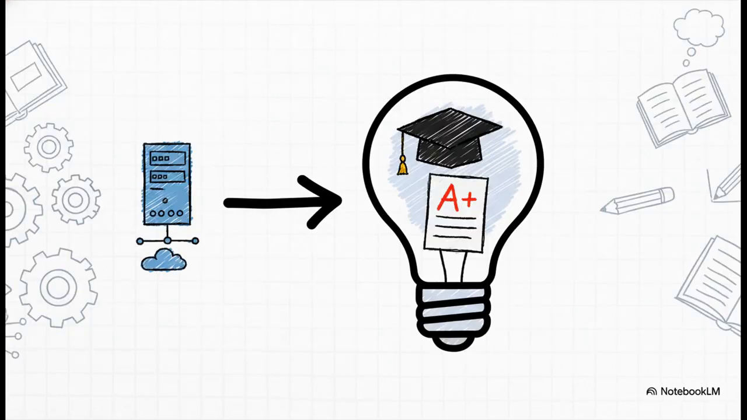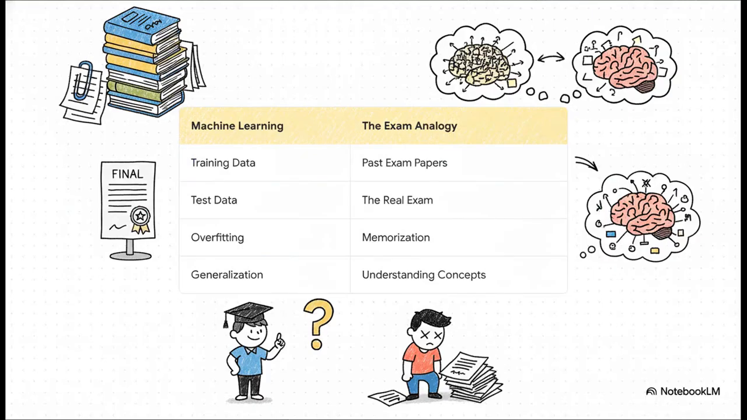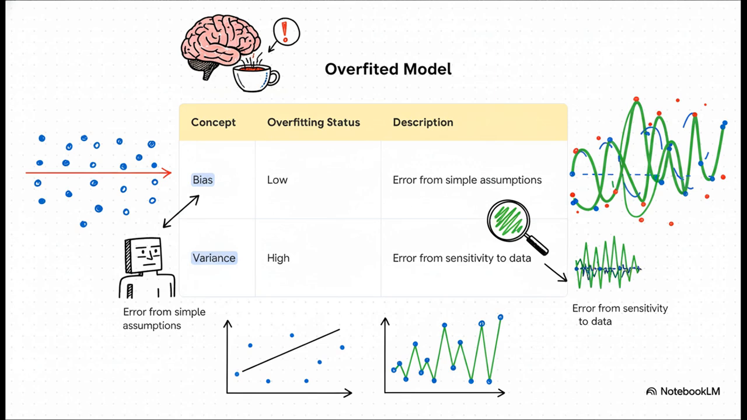To really nail this down, let's use a simple analogy that I think we can all relate to: studying for a big exam. So think about it like this. The training data, that's your stack of old exam papers. The test data, that's the real exam. Overfitting is like that student who just memorizes the exact answer to every single question on those old papers. Generalization, on the other hand, is the student who actually takes the time to understand the concepts. Now, who do you think is going to do better when the final exam has all new questions? It's a no-brainer.